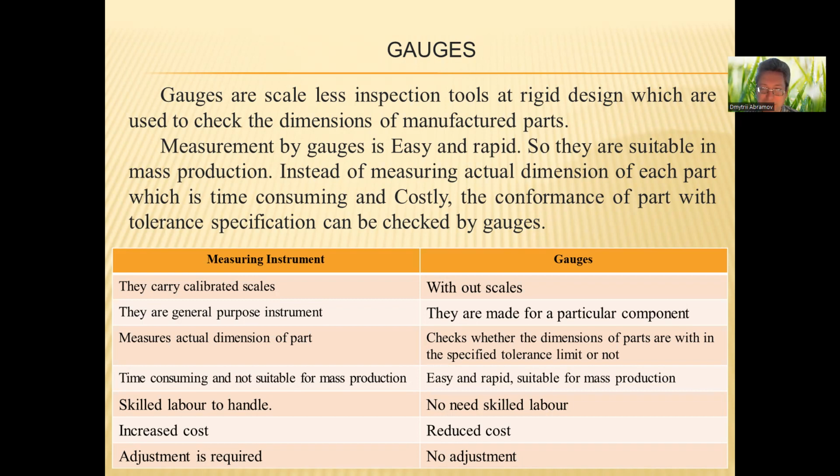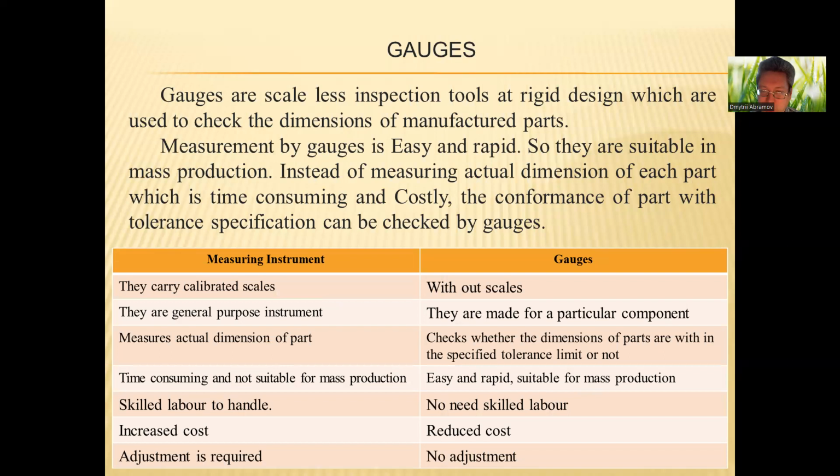Measurement by gauges is easy and rapid. So they are suitable in mass production. You know that we have single production, serial production, and mass production. So the gauges we can use in mass production.